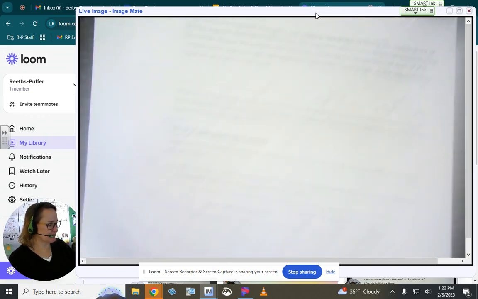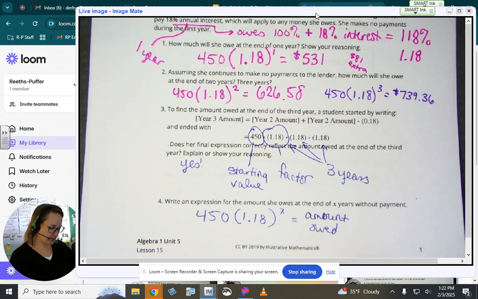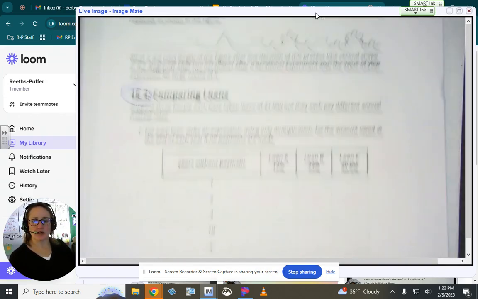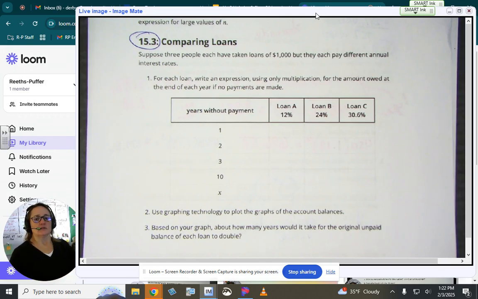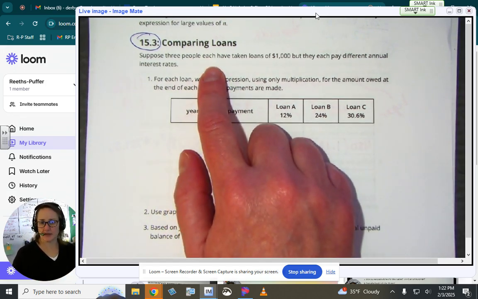All right, 15.2 is all set. If you need to, pause something, ask the person next to you, see if they can help you out. But we're going to look on 15.3 to see about comparing loans. Okay. So when you're ready, hit pause and then play to go on to 15.3.